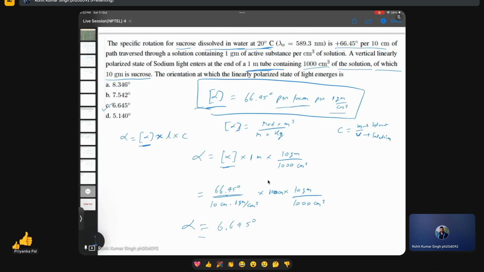It's very simple, but you just have to look carefully at what information is given and how to use it. So yeah, that was it for today.